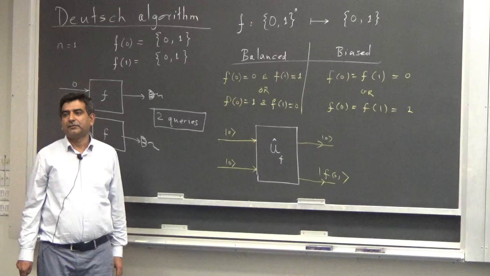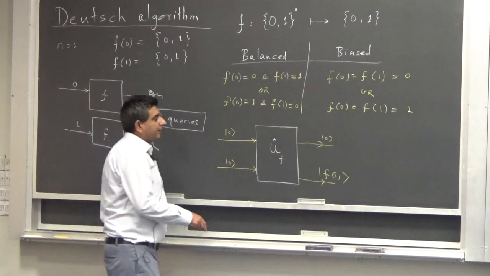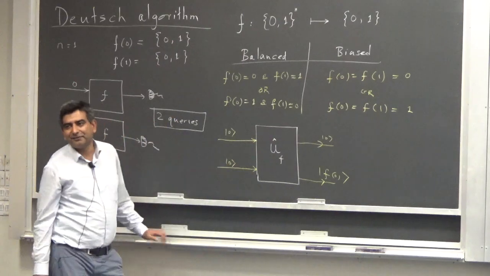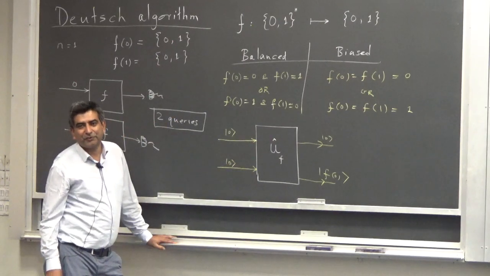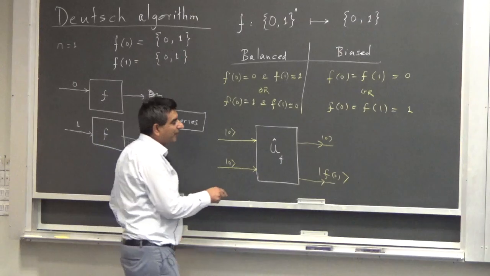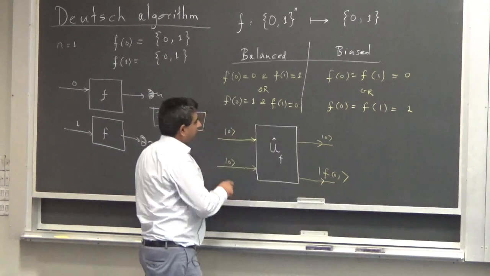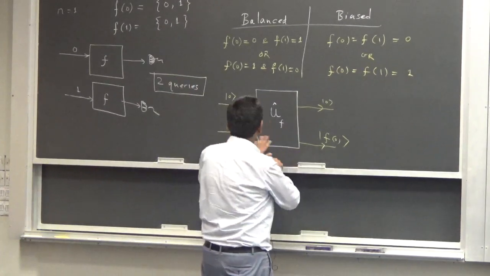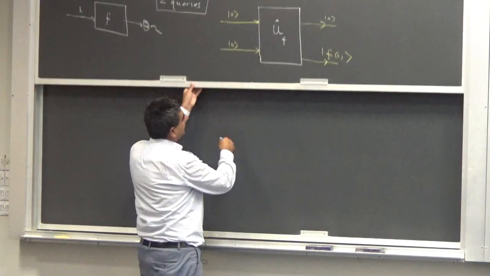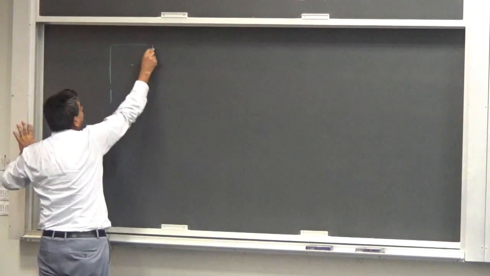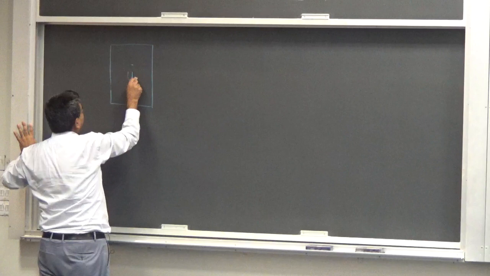Yes? It's a control NOT. Control NOT. But control NOT is always going to invert this. So it's similar to a control NOT. Suppose I do the following. So what I do is on this channel, so let me redraw this. A U_f that does the following will work.